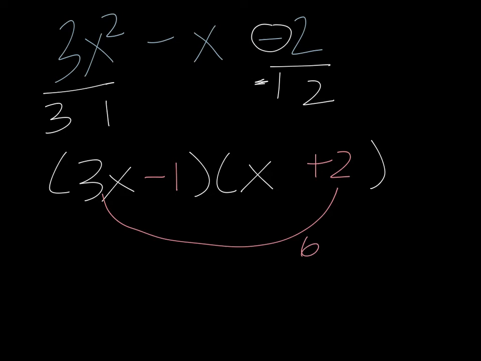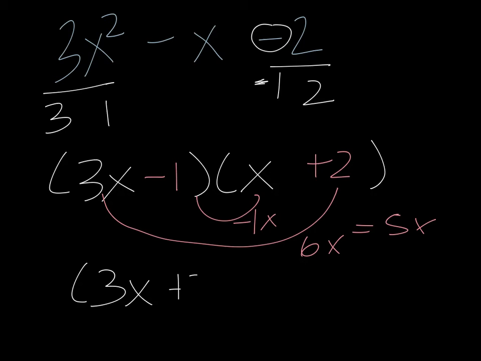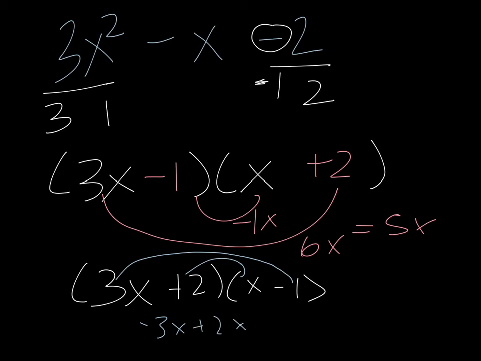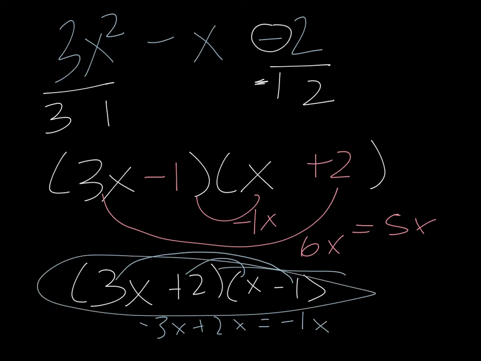If I'm going to check this, this would be 6x minus 1x, and that gives me a total of 5x. This right here is not 5x, so I'm going to try again. Here's me guessing. This time I'm going to put the plus 2 over here and the minus 1 over here. And check my outside, I get a negative 3. Check my inside, I get a negative 1x. That's perfect, so this would be my final answer.